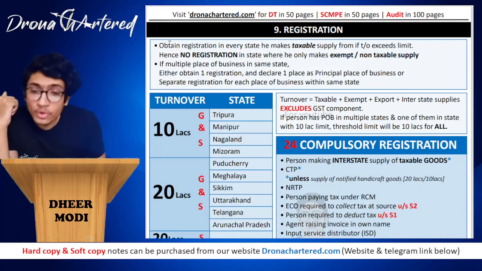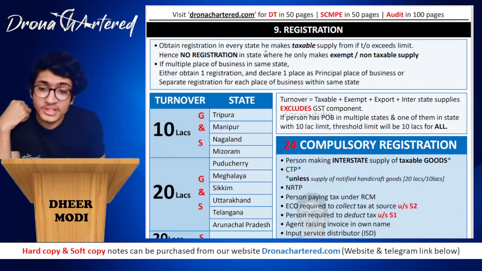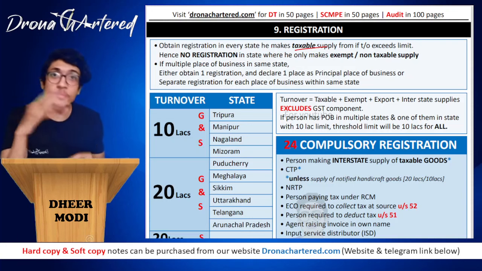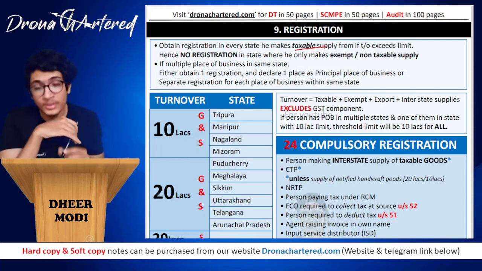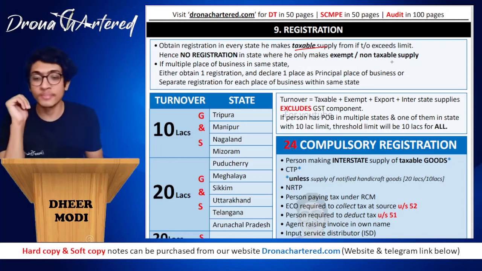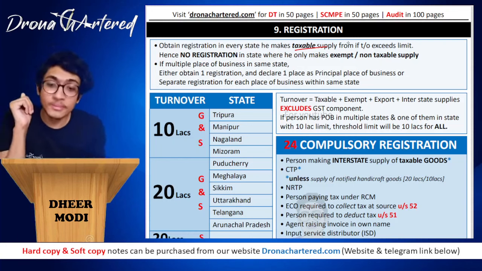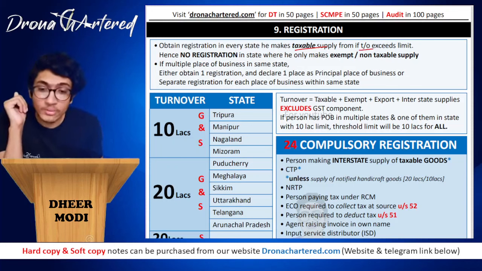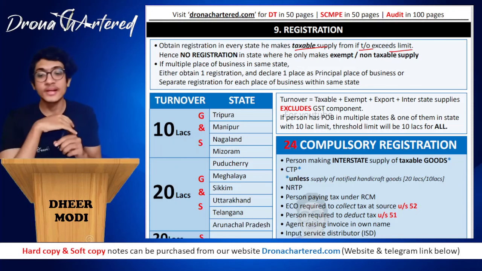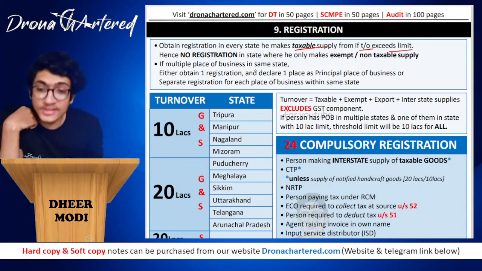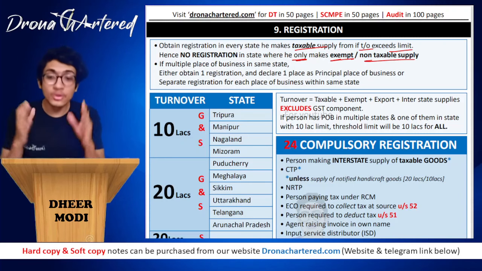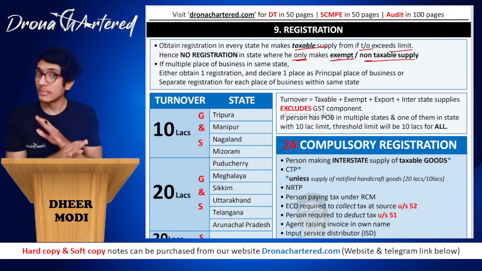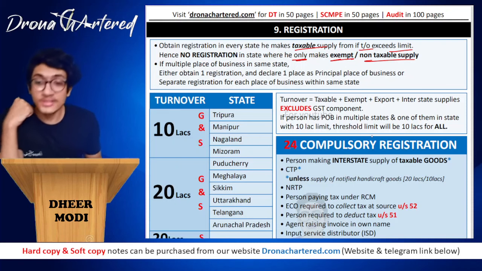A person has to obtain registration in every state he makes a taxable supply from. Even if you make 1 rupee taxable supply, you have to take registration. Of course, there are some limits specified, which we will be studying later. Hence, no registration is needed in a state where he only makes exempt or non-taxable supply.